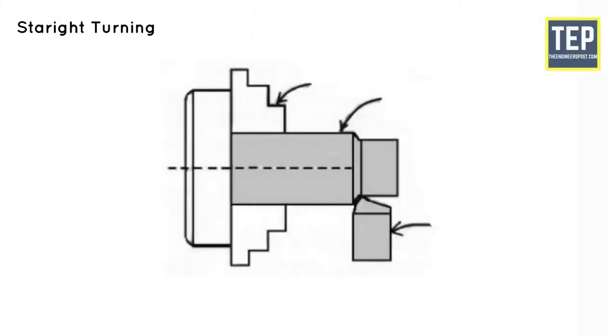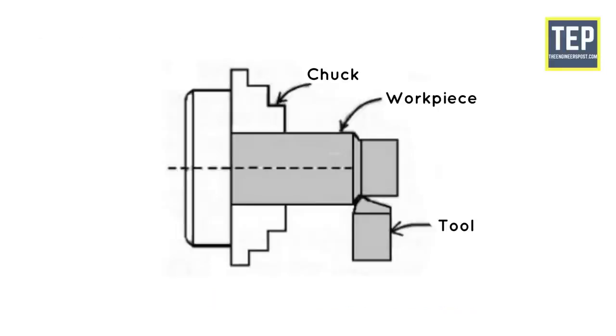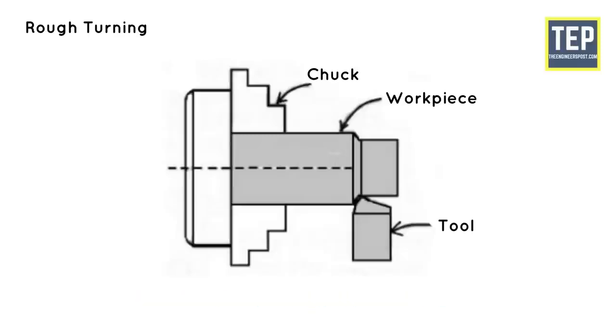In straight turning, the workpiece is held on the chuck and it is made to rotate about the axis. It produces a cylindrical surface by removing excess metal from the workpiece. Rough turning is the process of removal of excess material from the workpiece in minimum time, by applying a high rate of feed and heavy depth of cut.